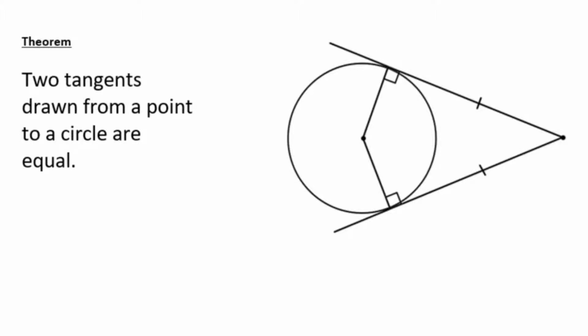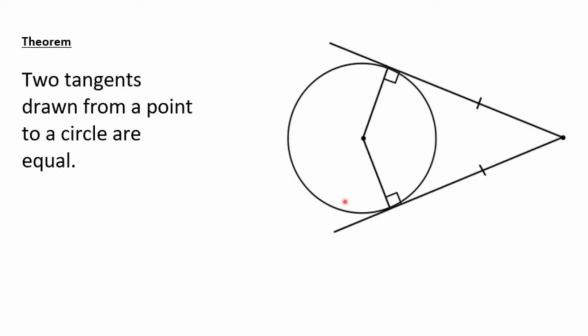Now, I prefer to look at this as the two tangents drawn from a point to a circle form a kite. And we can see that this is a kite because we know that a kite is a quadrilateral where the two adjacent sides are equal. So these two sides here are equal and those two sides there are equal.